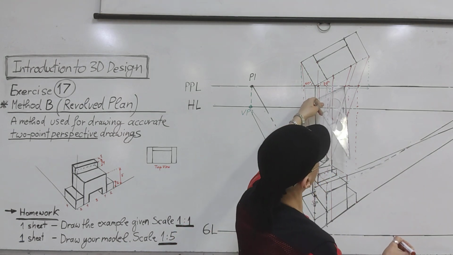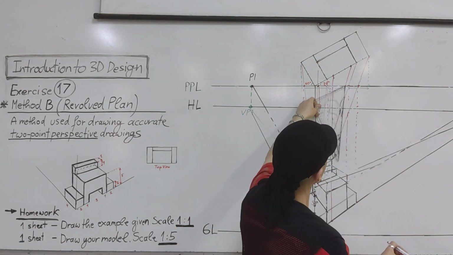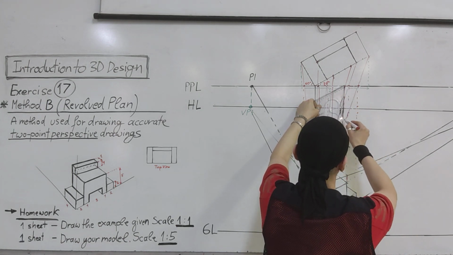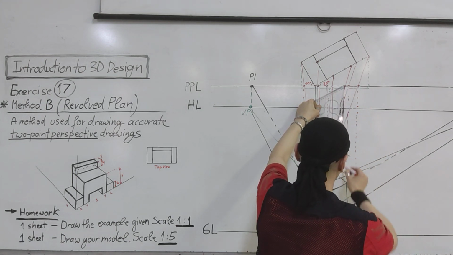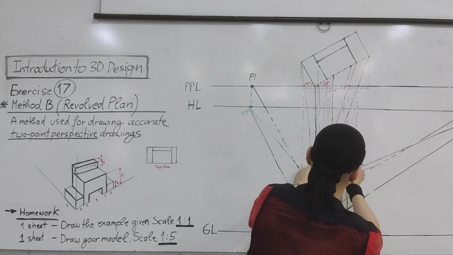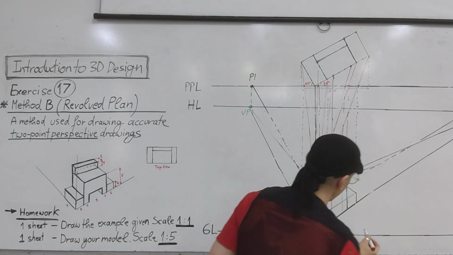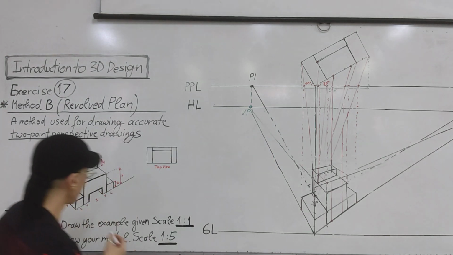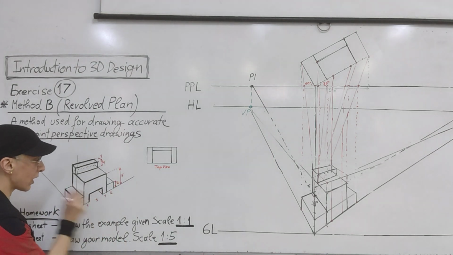Where's the other point here? This one? Straight line down, until it reaches and crosses this line. So this is the location of this point and this point.